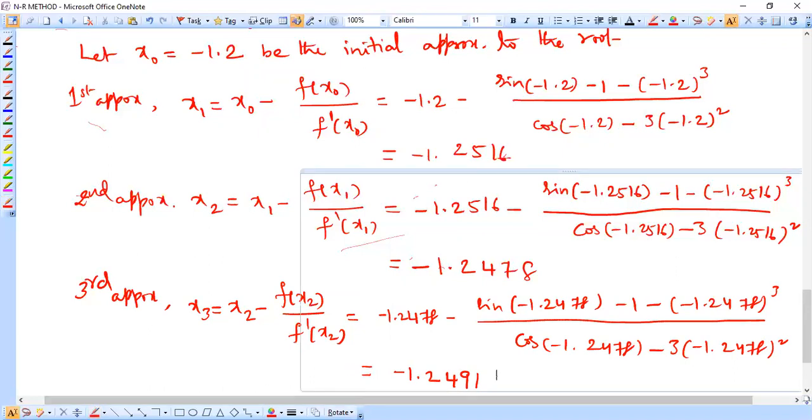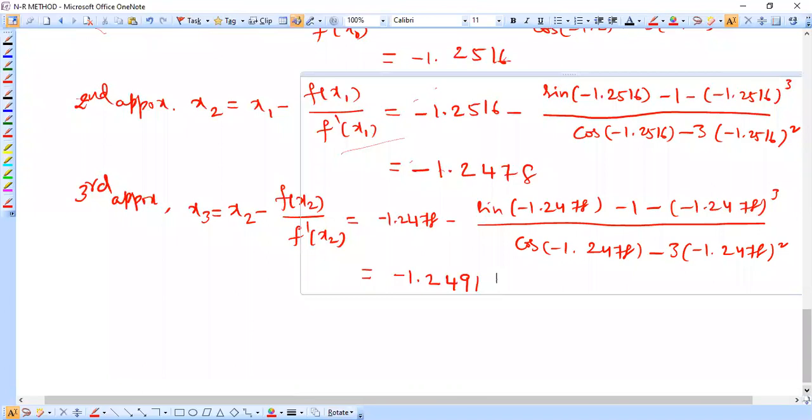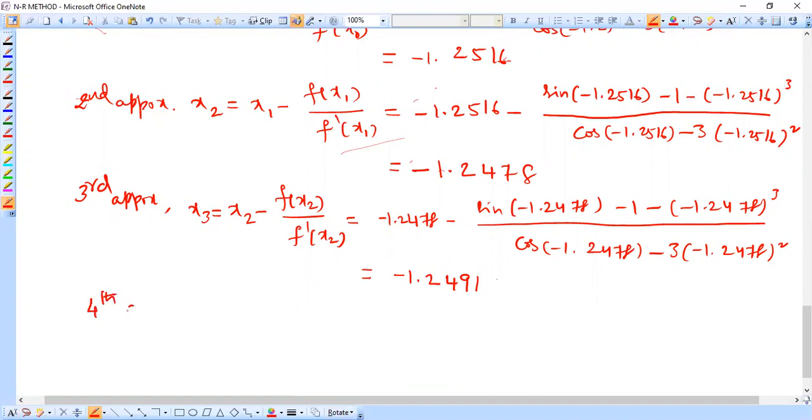See here, in just two steps, we observed that in the third approximation, the root is correct up to 2 decimal places. Now let me complete the fourth approximation also, and let us see what is going to happen here. Okay, so when I do the fourth approximation, x4, the formula is x3 minus f of x3 by f dash of x3. So this is equal to, again, I'll substitute all these things and just cross check it, whether you are getting the same answer or not. And we say that the root is correct up to 4 decimal places.